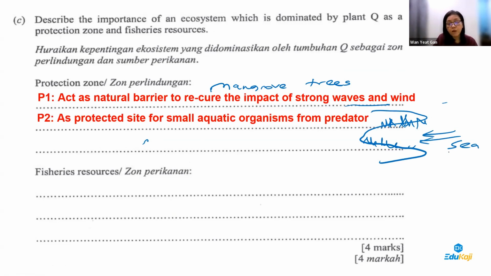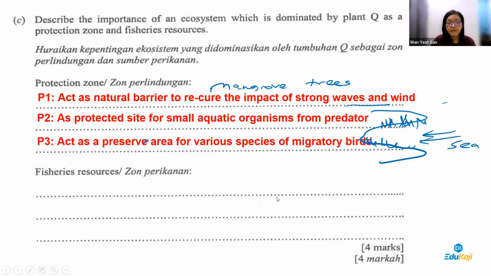Now in mangrove swamp, there are many types of aquatic animals, right? Aquatic animals that can be protected from their predators by living in this protected site. It also serves as an area for many types of species of migratory birds. So here we are looking at plant Q. Remember how plant Q, what does it do to protect the zone where it is in the mangrove swamp? What does it do?